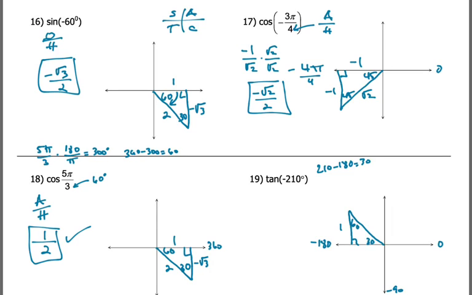The side across from 30 is 1. The side across from 60 is square root of 3. And the x's are negative in that quadrant. And then this is 2. So if we're talking about tangent, that's opposite over adjacent. So it's going to be 1 over a negative square root of 3. We can't have a radical in the denominator, so we'll rationalize that by multiplying by square root of 3 over square root of 3. So we end up with the square root of 3 over 3. And that's our answer.